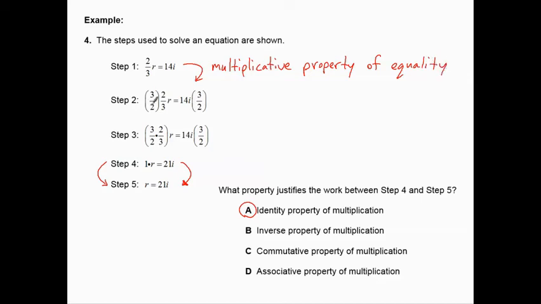We multiplied both sides by the same thing, that's why it's multiplicative, and it's both sides of an equation, that's why it's of equality. If we had added, it would have been the additive property. If we had subtracted, it would have been the subtractive property, and so on. Now, between step 2 and step 3, let's see what's happening here. 3 halves times 2/3, and 14i times 3 halves, okay.